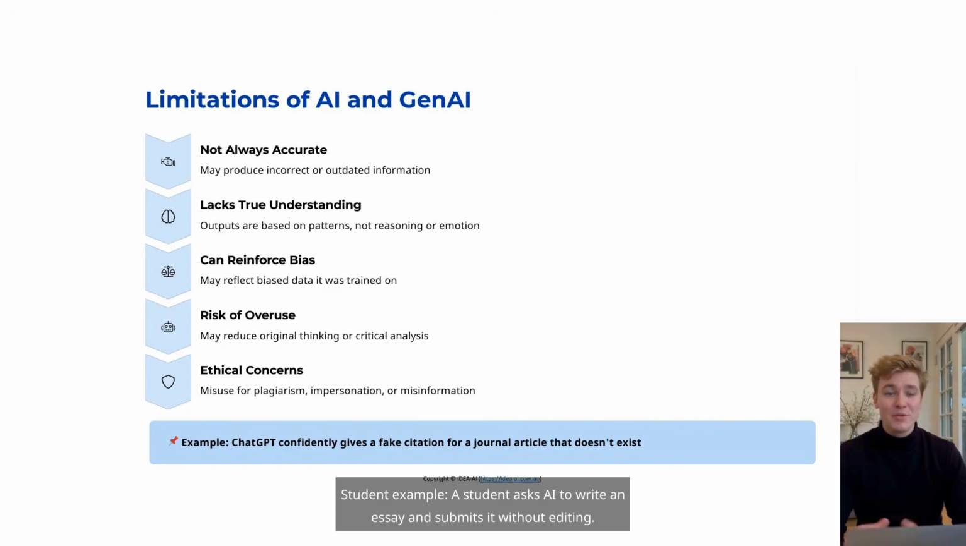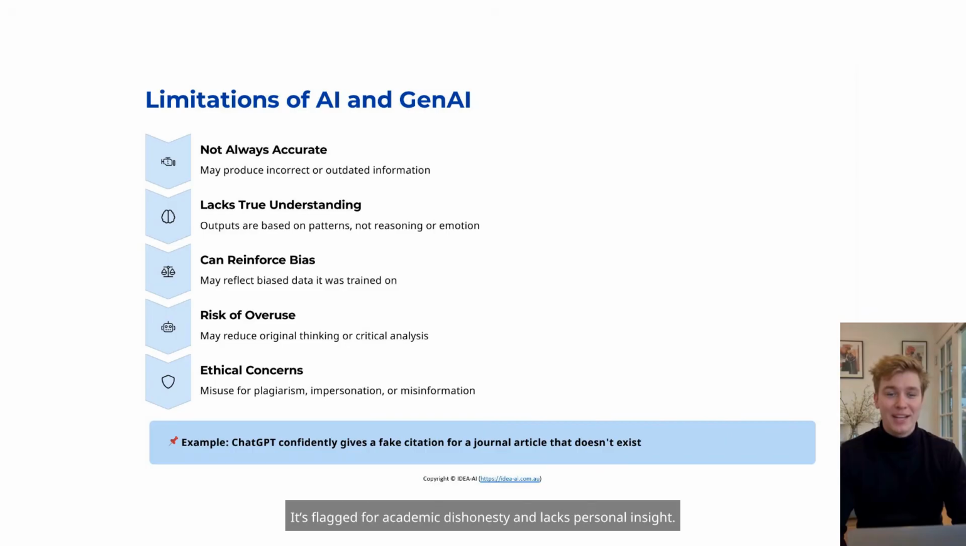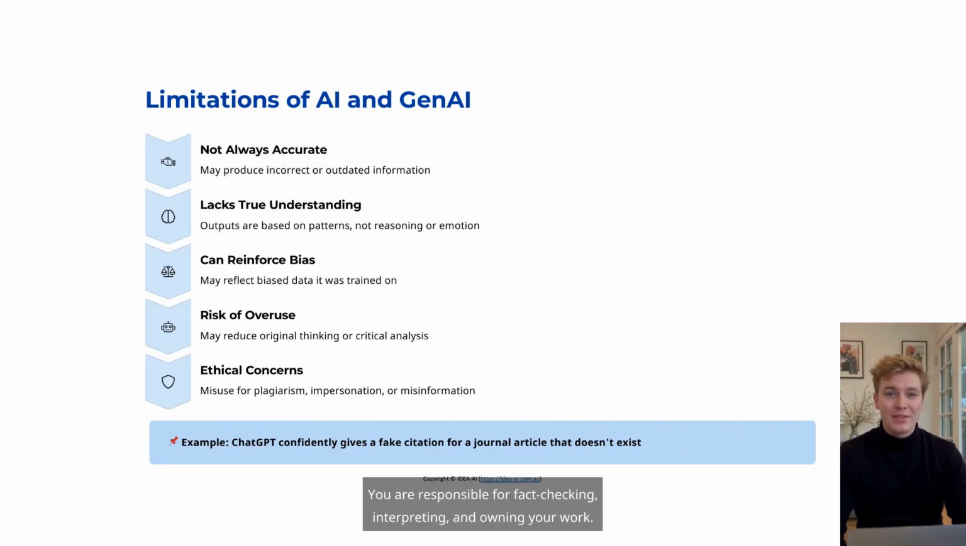Student example: a student asks AI to write an essay and submits it without editing. It's flagged for academic dishonesty and lacks personal insight. Even worse, the facts are wrong and it damages their credibility. So remember, use AI as a starting point, not a final product. You are responsible for fact-checking, interpreting, and owning your work.